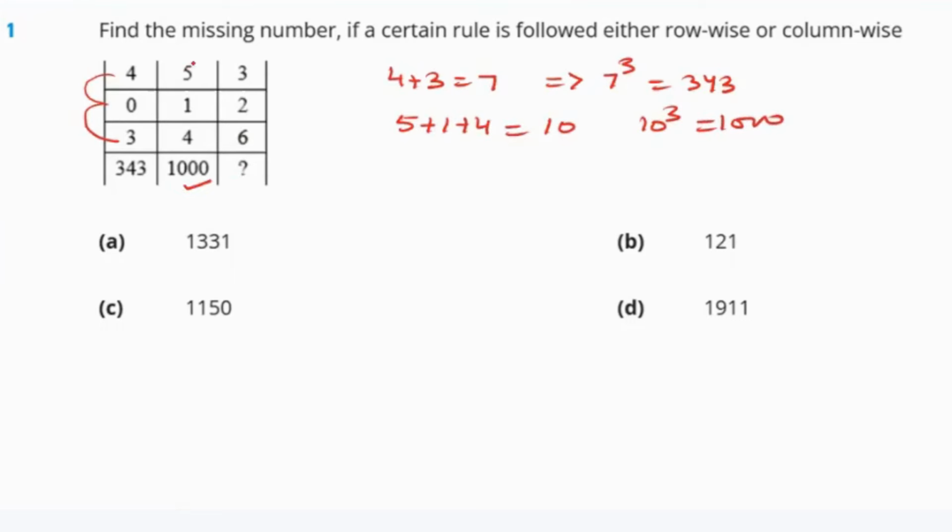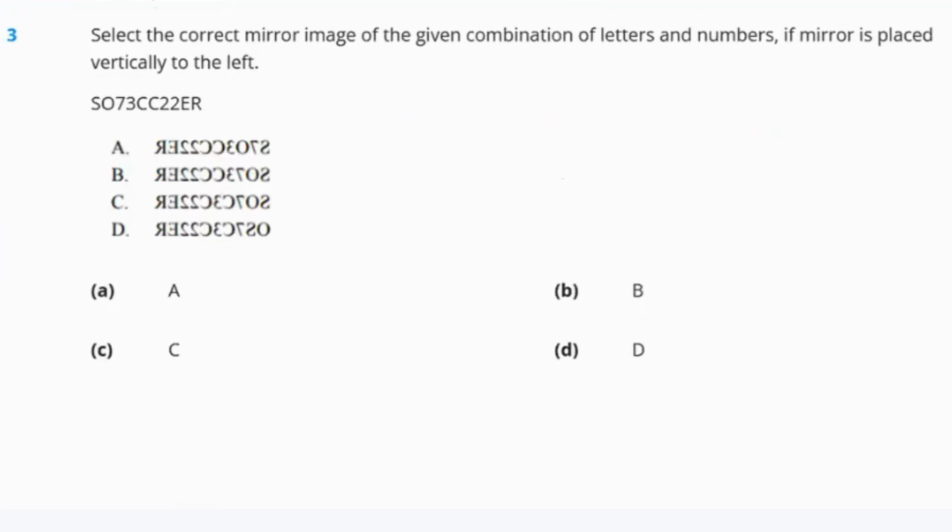The same rule we will apply in the third column, which is 3 plus 2 plus 6. When we add them, we get 11, and the cube of 11 is 1331. Correct? So the correct answer has to be option A. Now we are moving towards question 2.